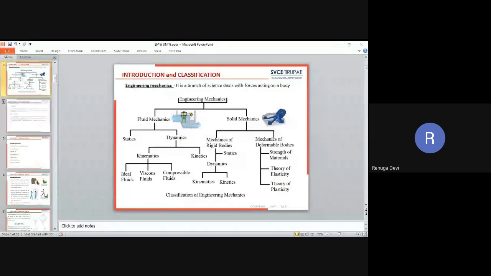My screen is moving now. Any problem in this presentation?